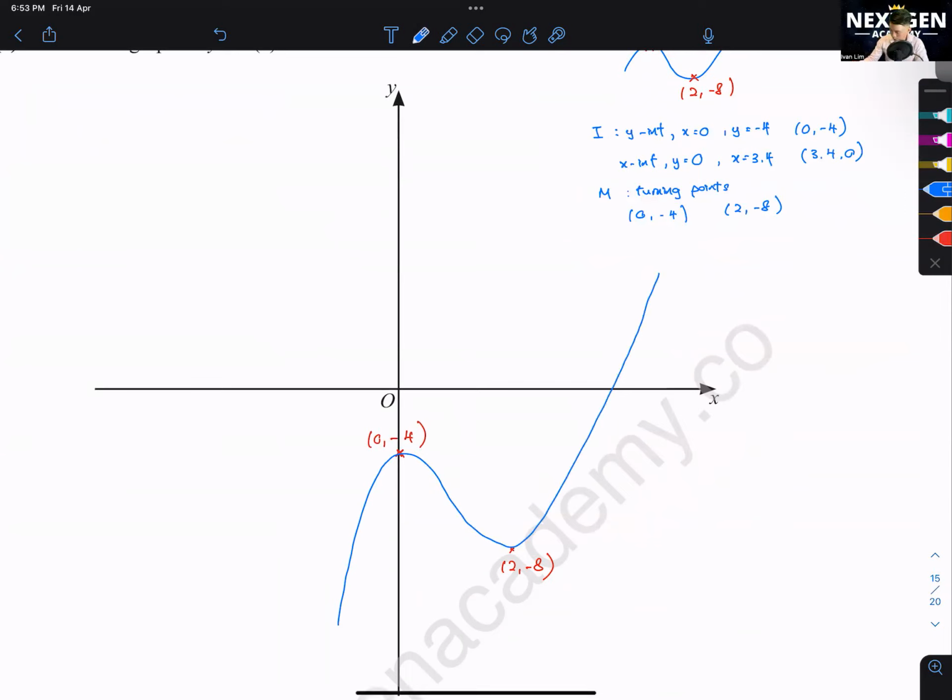Okay, where is my x-intercept? It was this one, 3.4. This one they never asked us to write, but it is good to know also so that we know that we are actually sketching the correct thing. Okay, are you here?